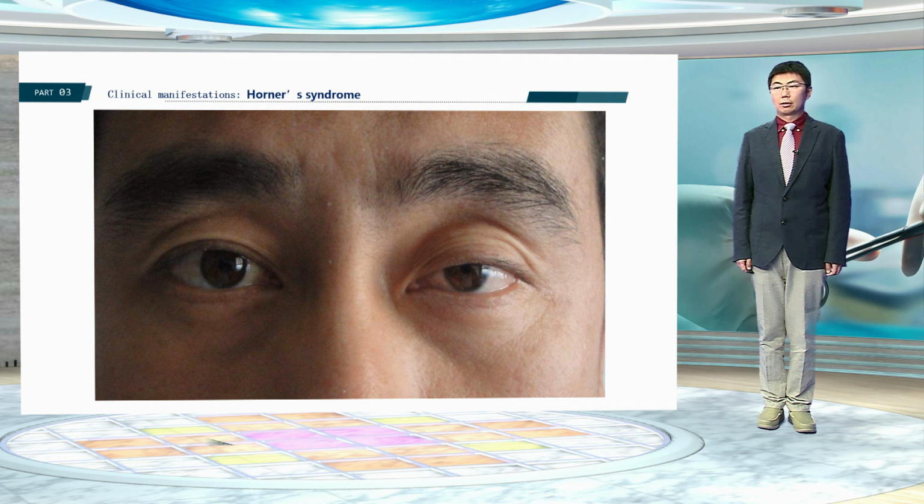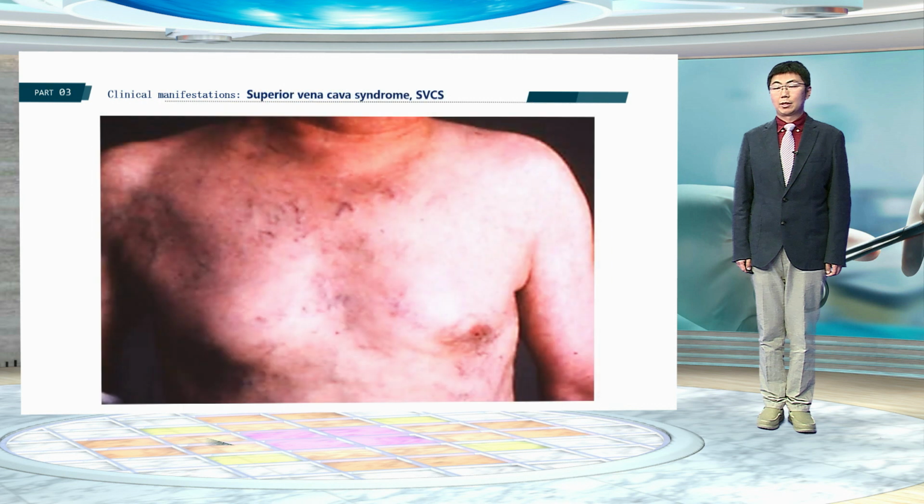Horner syndrome is a combination of symptoms when the sympathetic trunk is compressed or damaged. It is characterized by a droopy eyelid, a sunken eyeball, a constricted pupil, and decreased sweating of half the face. Superior vena cava syndrome is characterized by distended veins in the upper chest and arms, a swollen face, and upper limb edema.